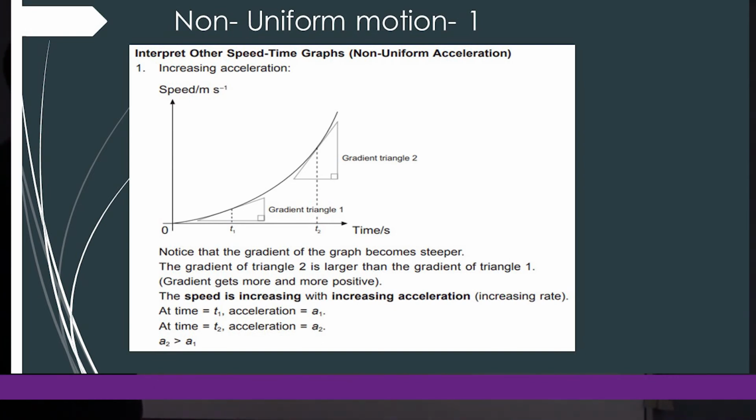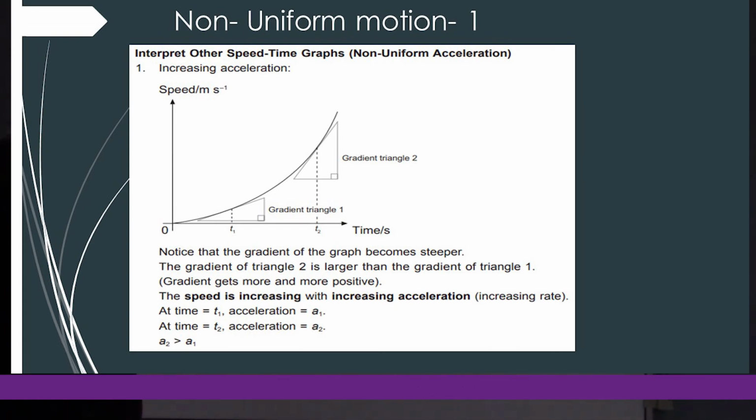Using the triangle method, you pick 2 points which are on the tangent, which you are going to use now to calculate your gradient. Your change in the speed, which is your change in y, over your change in x, which is your change in the time. So this will give you your gradient.